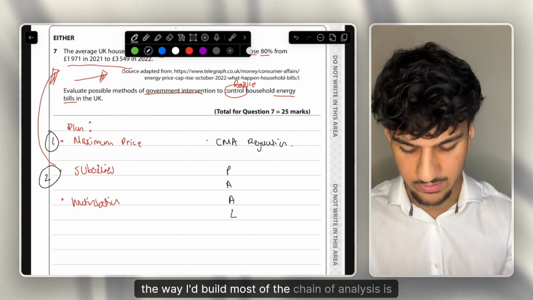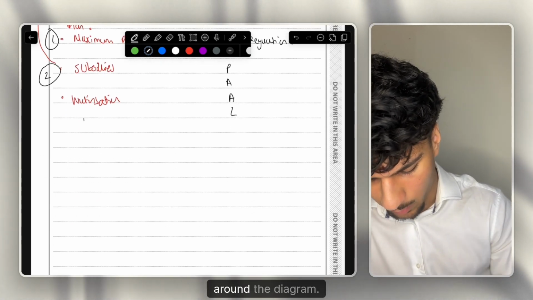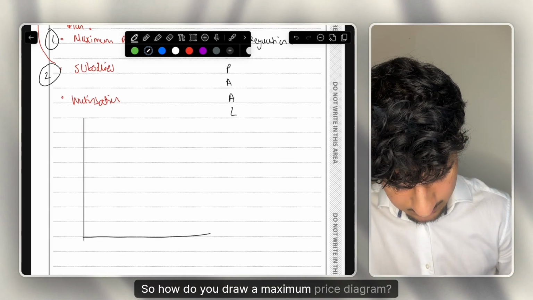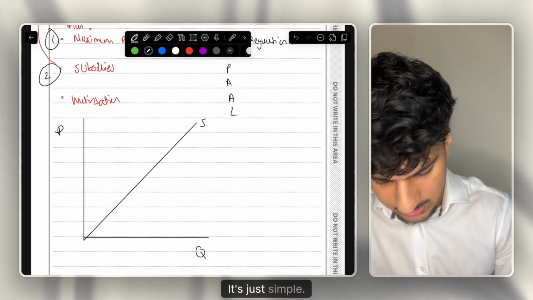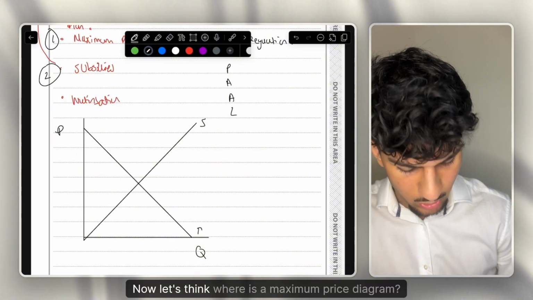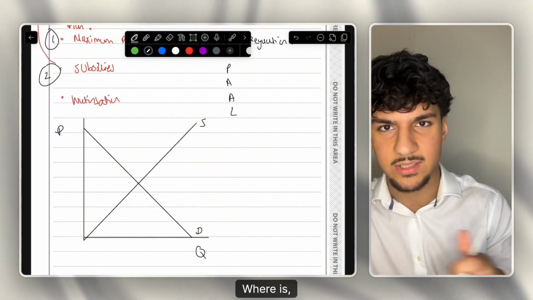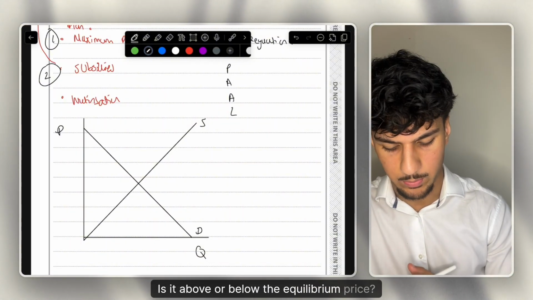And the way I'd build most of the chain of analysis is, of course, around the diagram. So how do you draw a maximum price diagram? So price, quantity, what does a maximum price diagram look like? It's just a simple supply and demand curve. Now let's think, where is a maximum price going to go? Is it above or below the equilibrium price?